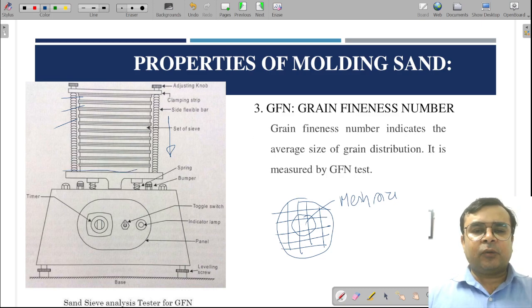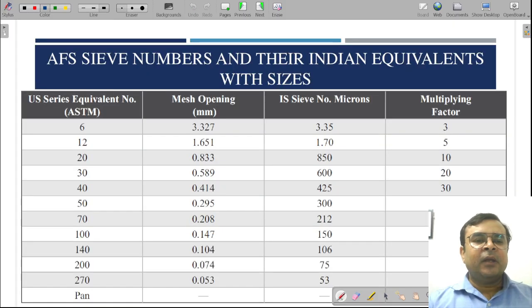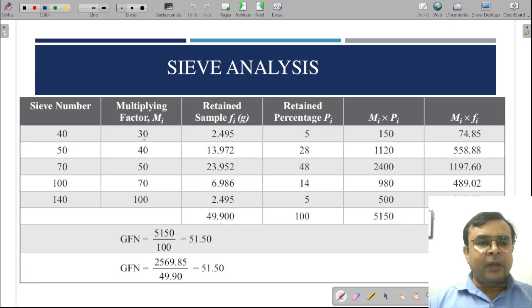Now a fixed quantity, like 100 gram of completely dry sand, we put on the upper part of the sieve, and when you start this machine, automatic sieving action takes place in this system. Because of this automatic sieving action, according to the mesh size the sand particles get settled down, and after they settle we measure the quantity of those sands, and after that you put the weight of molding sand in each sieve like this.